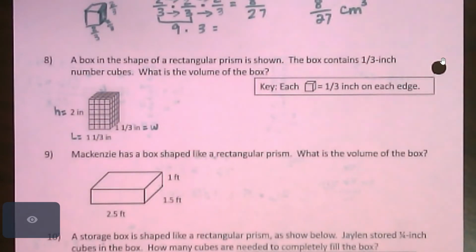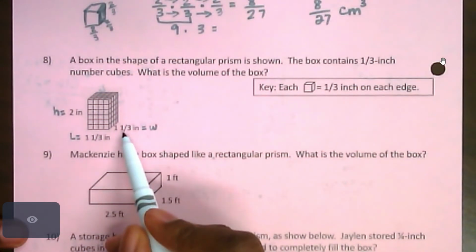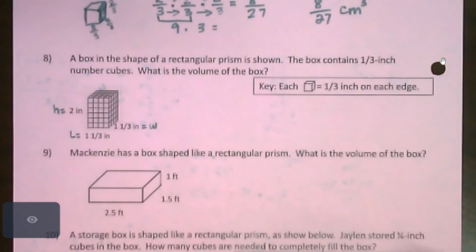Okay, length, width times height. So let's go ahead and set this up. But I noticed something. This is 1 1/3 and this is 1 1/3. In order to start my multiplication of my fractions, I need to turn these mixed numbers into improper fractions.